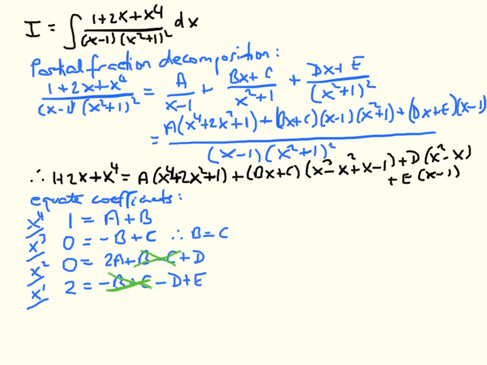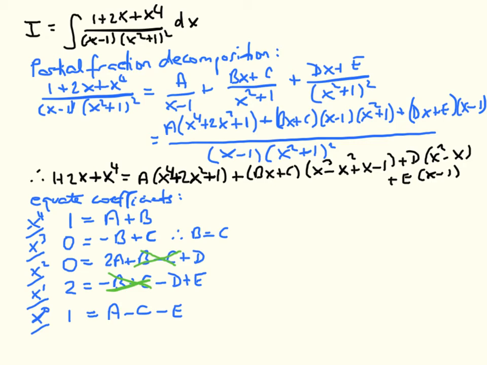And finally we have the constant terms, x to the naught. On the left hand side we have one of these such terms, and on the right hand side we have a from here, a times 1. We don't have any with b because it's multiplied by x, but we have c times minus 1, so that is minus c. We don't have any from d, but we have a minus e. So now we have 5 equations for 5 unknowns, a, b, c, d and e.